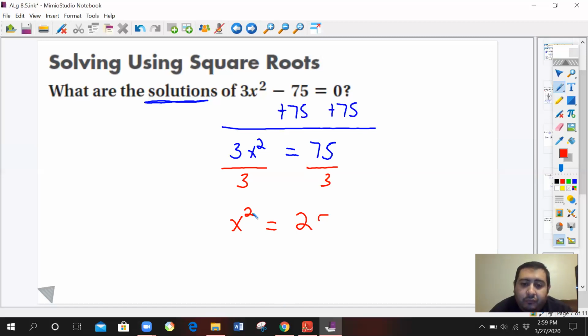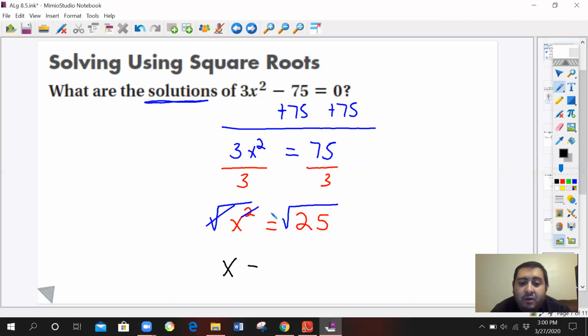Now, in order to eliminate the square from the variable x squared, you're using the square roots. This is one of the rules that could be applied: you square root on both sides. You square root and you square root. That way this section will eliminate by itself and you're left with only an x.